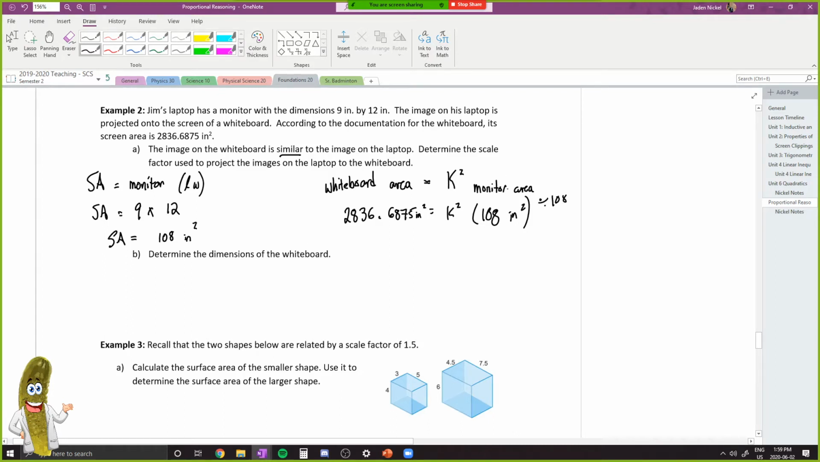And when you do, 2,836.6875 divided by 108 is equal to 26.265625 is equal to k squared. I'd take the square root of both sides to get rid of the squared symbol. And when you do, you find out that your scale factor, or the value of k, is equal to 5.125.